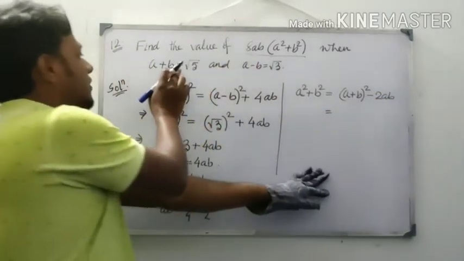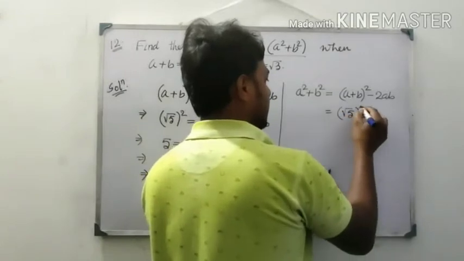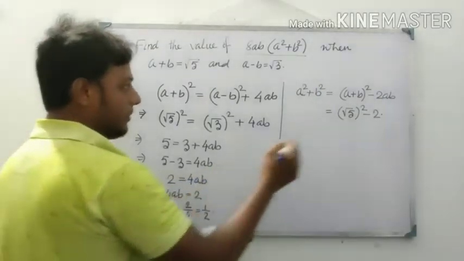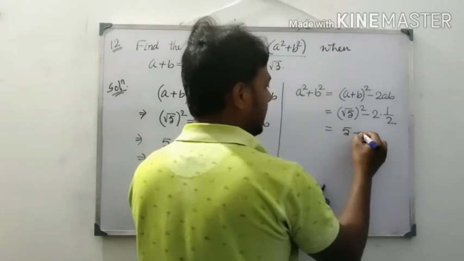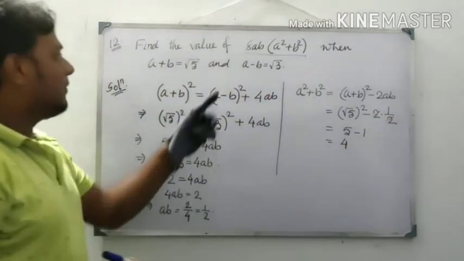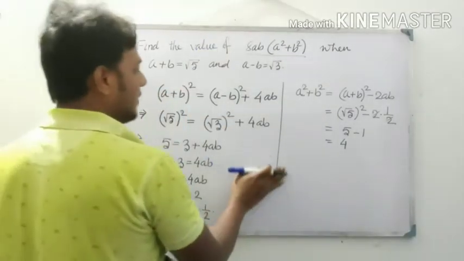a plus b means here root 5, so root 5 square minus 2 into ab, which is half. So this is 5 minus 1, which equals 4. So now we have the value of ab and a square plus b square, so easily we can compute the value of this.